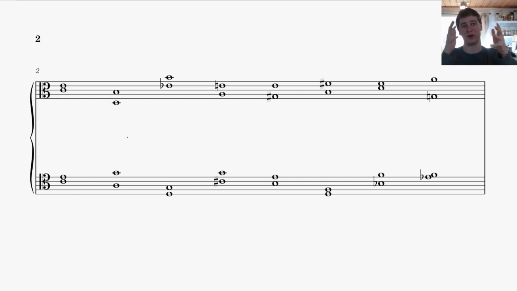Okay, so now we know the purposes of these clefs, and we know that the tenor clef is not just some clef that's never used, because you may not see it very often even if you do a lot of score reading. So now everything I've explained already explains this, but let's name the intervals.